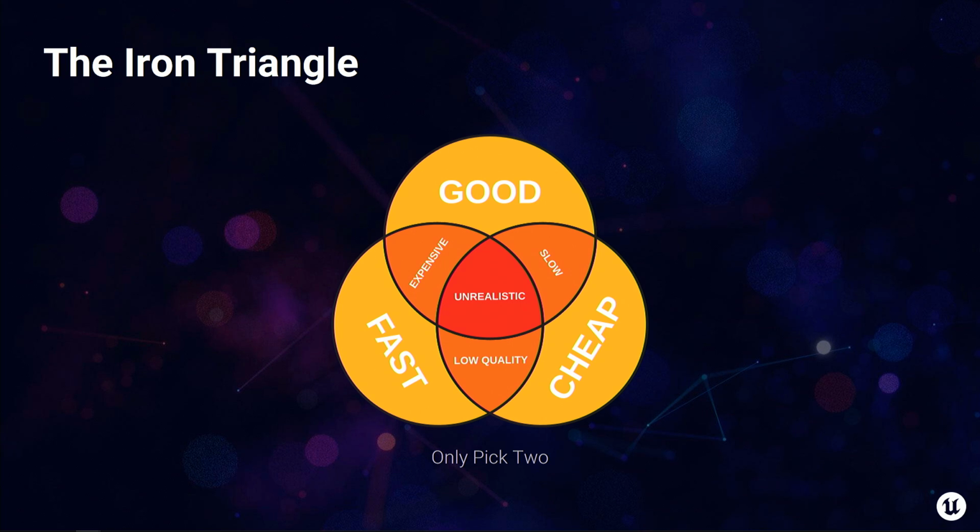But first, I want to lead our discussion with the iron triangle. You may not know the iron triangle by name, but you know the concept. Anyone in production knows this pretty well. Basically, the concept is you can create something or work on a project and be good and fast, but it will not be cheap. You can be fast and cheap, but it will not be very good. And you can be good and cheap, but it will not be very fast to complete.